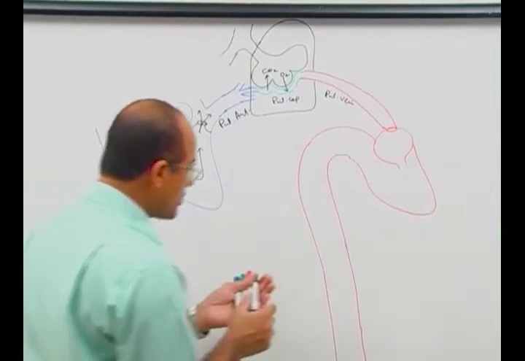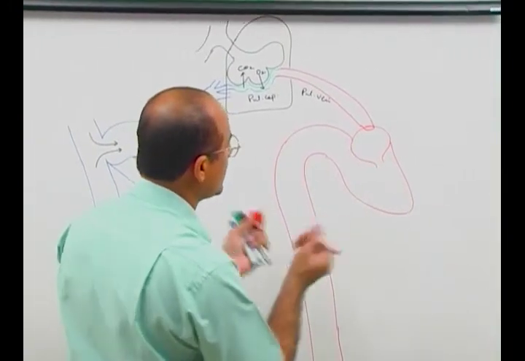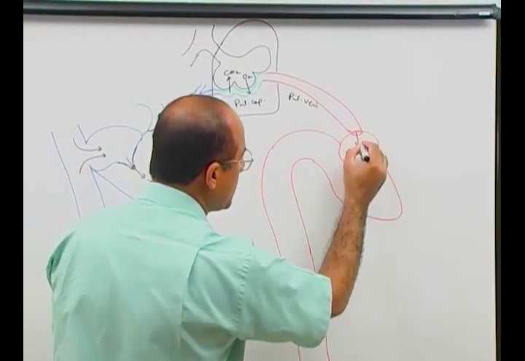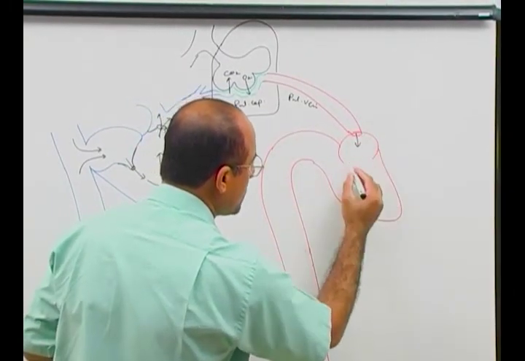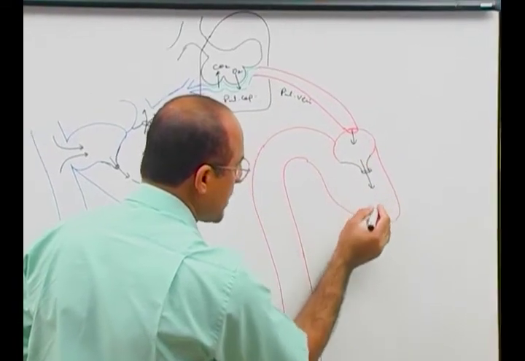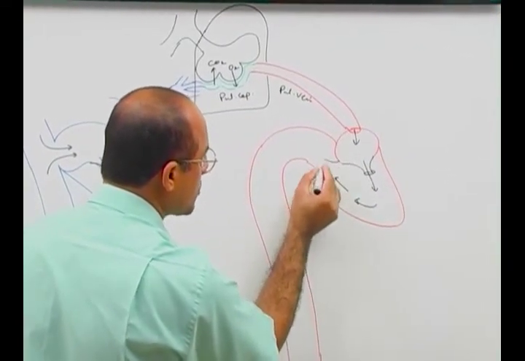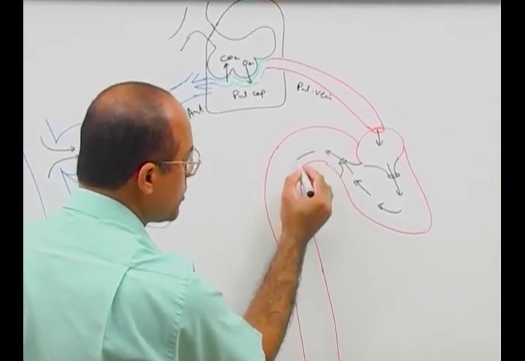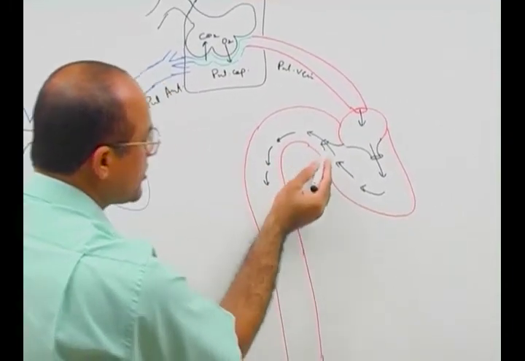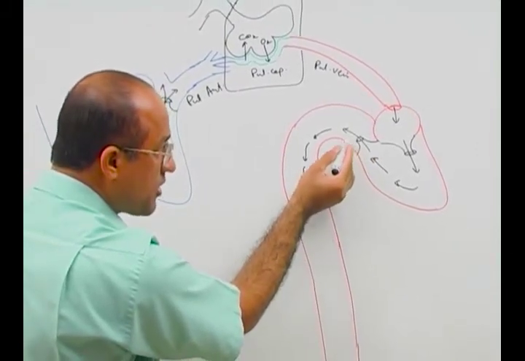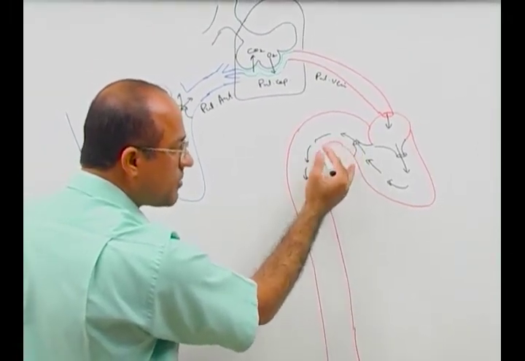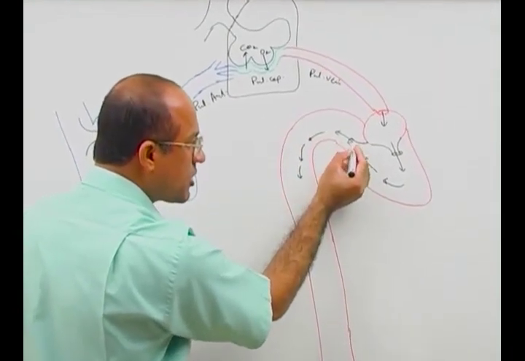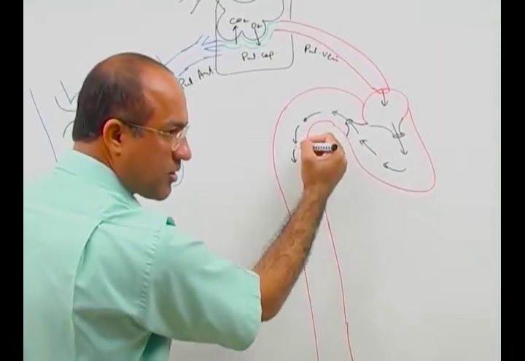Then oxygenated blood is coming to the left heart. Yes, now you will tell me. It is coming to the left atrium, then through which valve? Mitral valve to the left ventricle. From there passing through which valve? Aortic valve into the aorta, and from the aortic valve and onward, it is the beginning of systemic circulation.